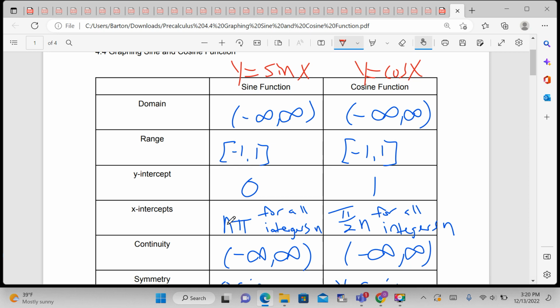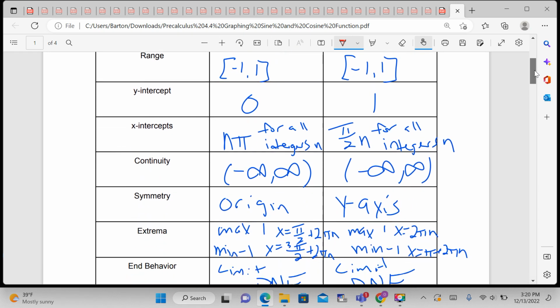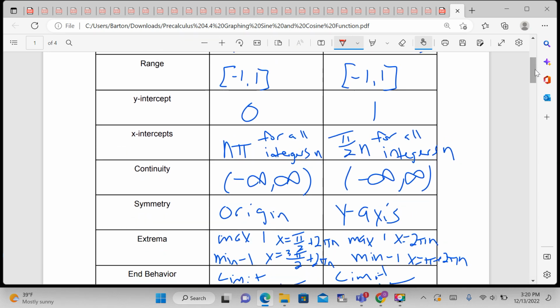If you think about it, if n is 1, and think about unit circle, sine of pi is what? It's 0. Cosine of pi over 2 is 0. Okay? It's continuous the whole time. Both functions are continuous the whole time. Some of you will enjoy how the graph looks, how they're continuous, which we'll get to later.